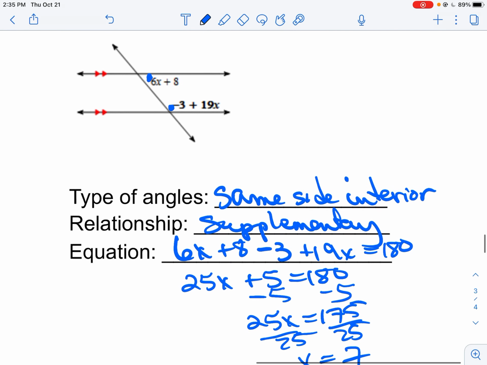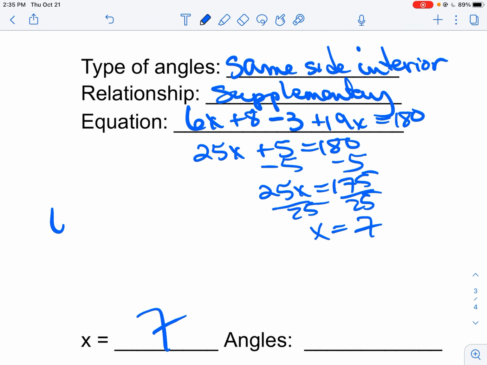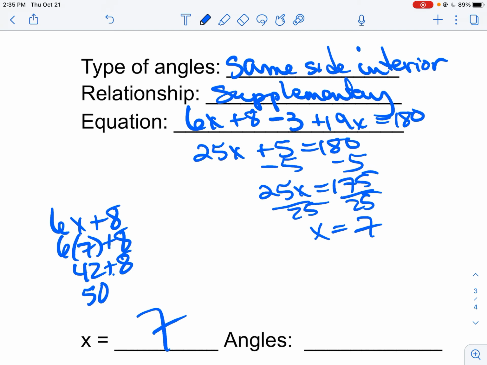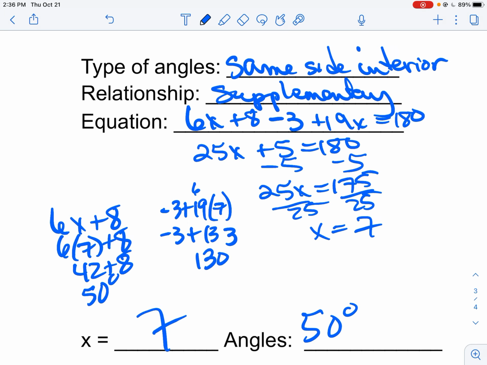Okay, so that means 7 goes here. And if I have 6x plus 8 and I replace x with 7, 42 plus 8, that would get me 50 degrees, so that's one of the angles. And the other one is -3 plus 19 times 7. So -3 plus, that's 63. That's 133, so 130. So 130 degrees.